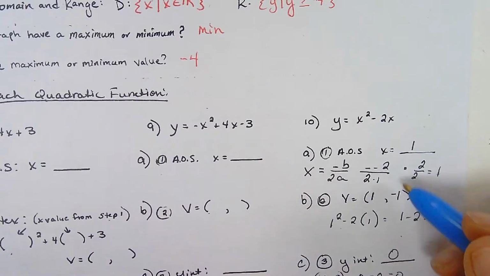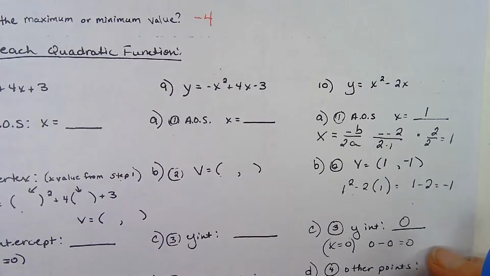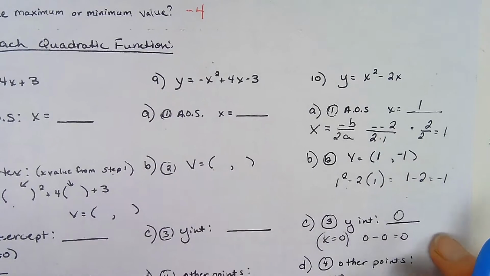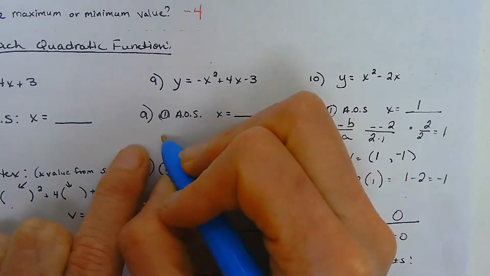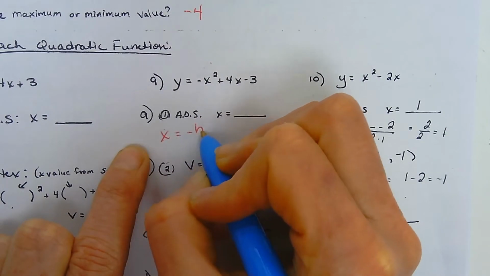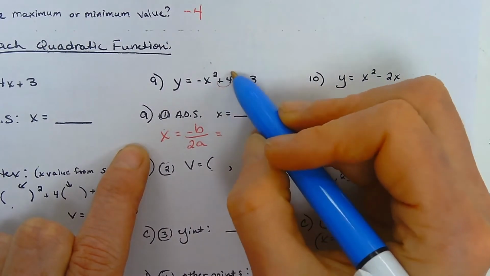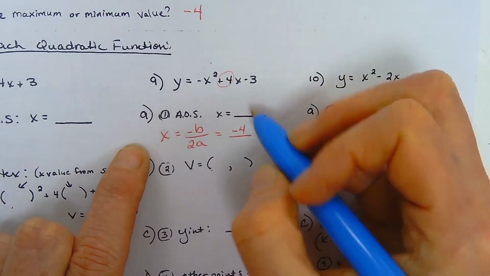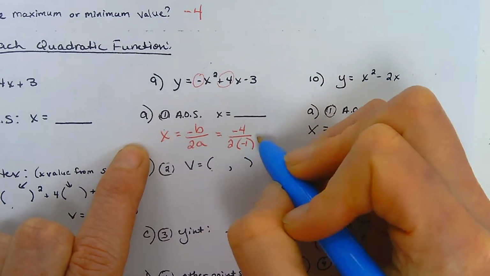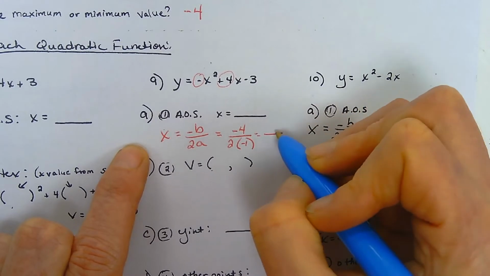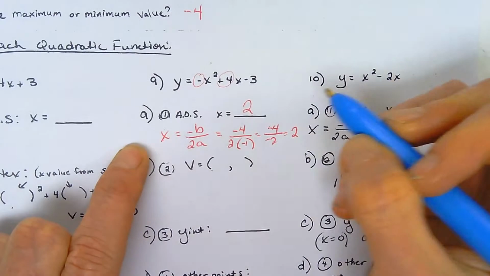I did number 10 in class with you. I'll go ahead and do number 9. You have the answers, but I'll show you how to do it. The axis of symmetry is equal to the opposite of b over 2a. So it's equal to the opposite of 4 over 2 times -1. So that equals -4 over -2, which is 2. X equals 2.